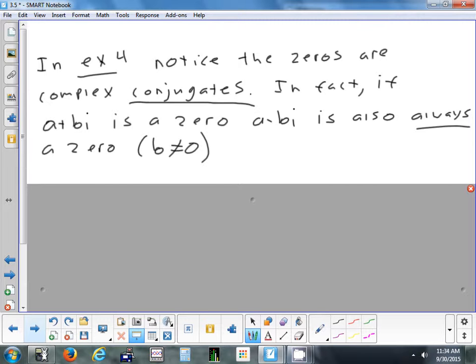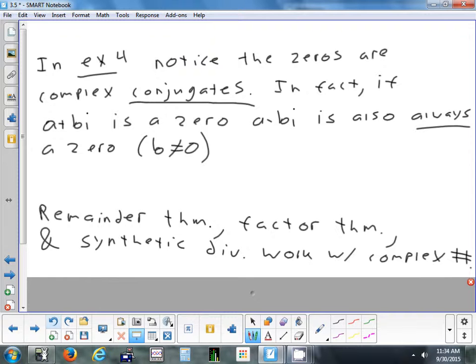And if b was equal to 0, well, that's kind of a special case. That would wipe out your imaginary part, and then you'd just have a real answer. Okay, that's a little different. Okay, all the theorems that we've learned, the remainder theorem, factor theorem, and synthetic division, all work with complex numbers. Okay, everything we've done, you can use complex numbers for.